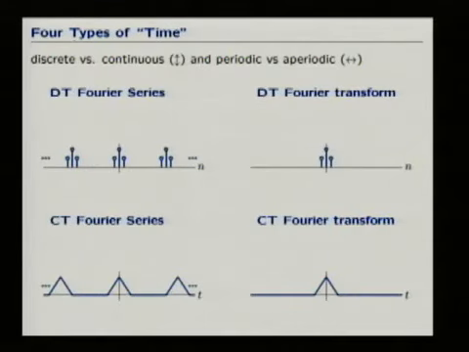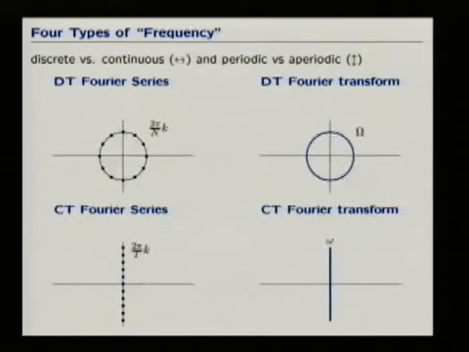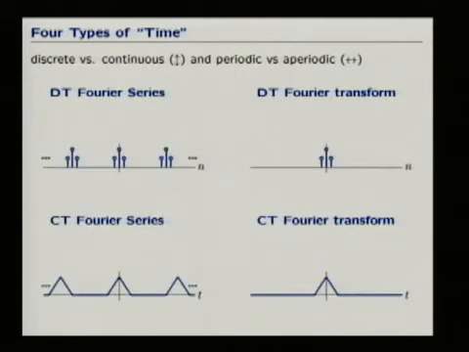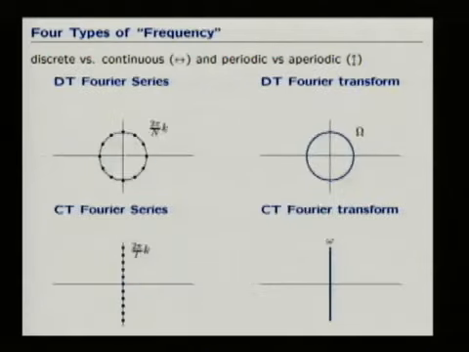So in the top ones, we had discrete time. In the bottom ones, we have continuous time. On the left, we have things that were periodic. On the right, we had things that were not periodic. 4 different kinds of signals. Not surprising, there would be 4 different kinds of transforms. An interesting thing happens if you look at the Fourier domain. I haven't switched around the order. It was DT Fourier transform, CT series, CT transform. It's still that.